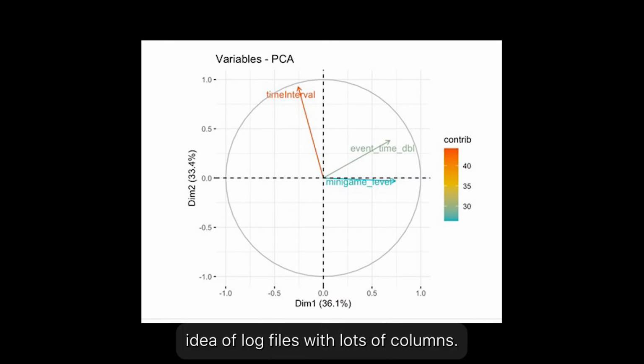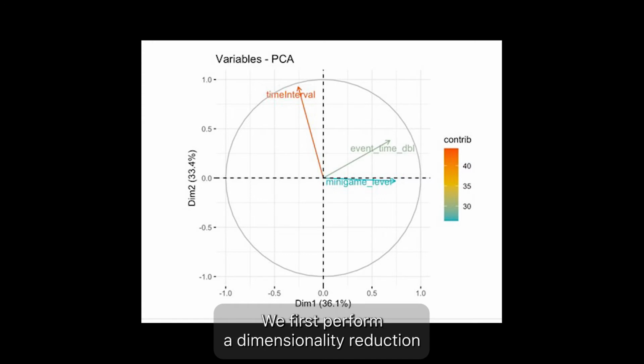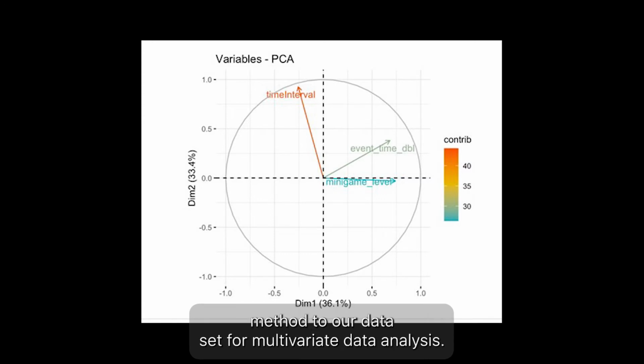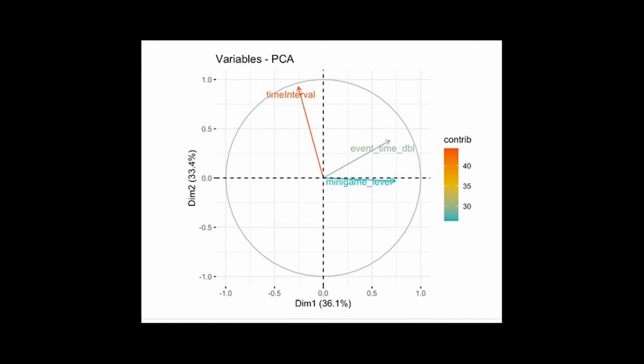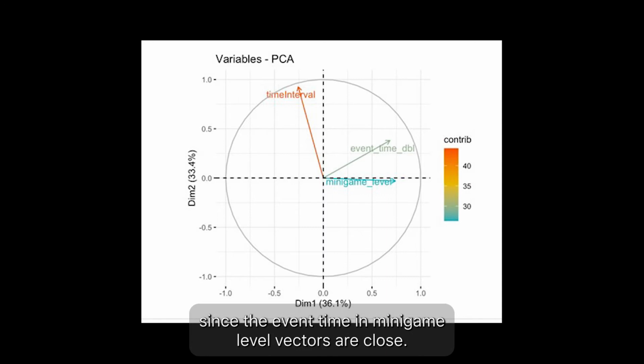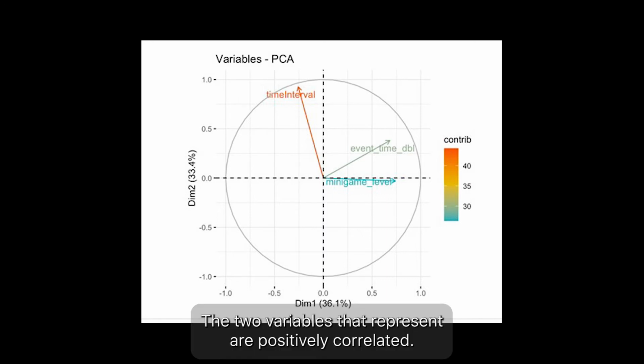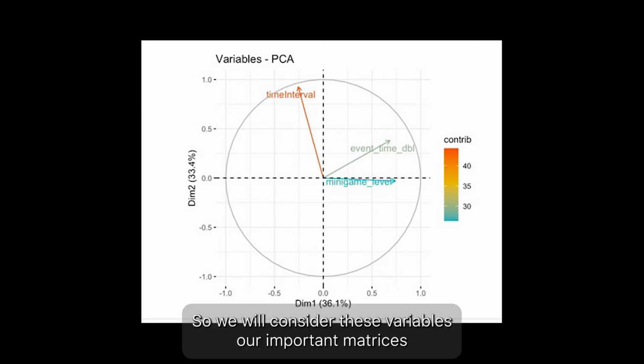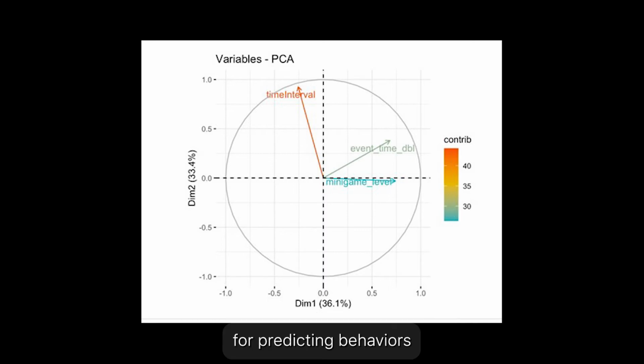To gain a general idea of log files with a lot of columns, we first perform a dimensionality reduction method on our dataset for multivariate data analysis. PC1 is a weighted mean of all features. Since the event time and mini-game level vectors are close, the two variables they represent are positively correlated. So we will consider these variables our important metrics for predicting behaviors.